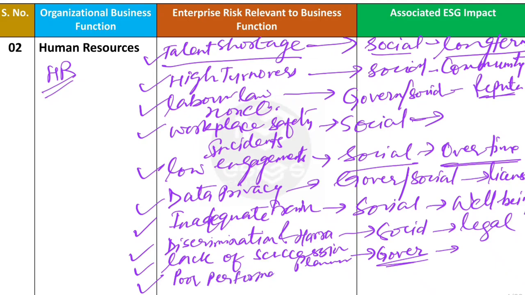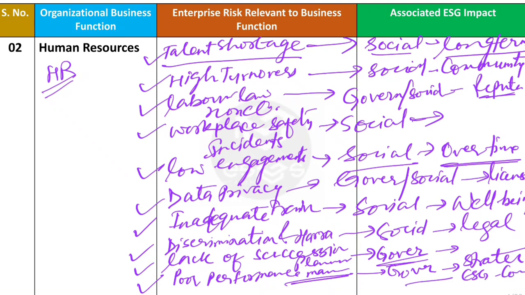The next risk is related to poor performance management. Lack of accountability is the main reason, which will reduce motivation and achievement of goals, and this can lead to governance related issues or ESG impacts. We can say ineffective management practices will decrease productivity, also impacting the organization's ability to achieve strategic ESG commitments.